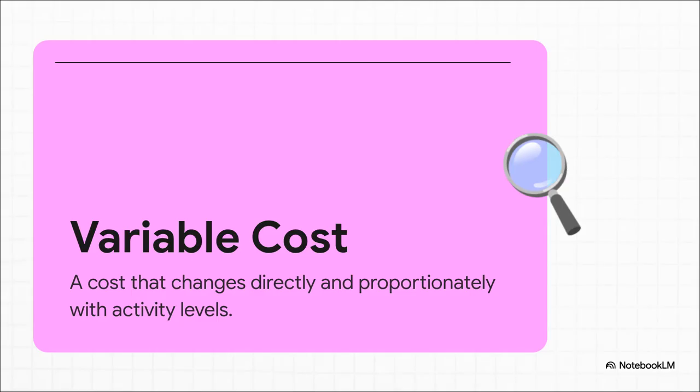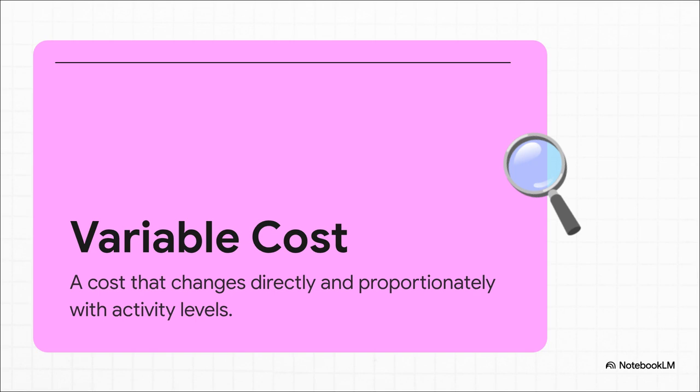This is the secret sauce behind economies of scale. As your production increases, fixed costs per unit decrease, which directly widens your profit margins. Now, on the exact opposite end of the spectrum, we have the variable cost. Unlike our stubborn factory rent, a variable cost is incredibly flexible. It changes directly and proportionately with your activity levels.